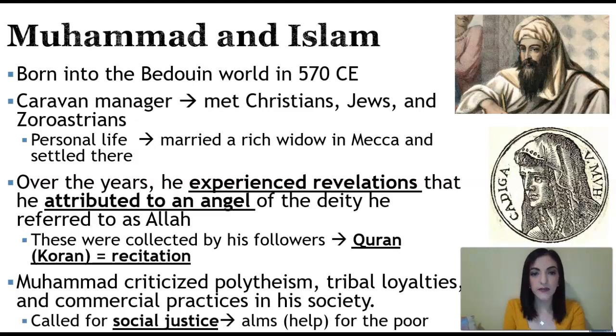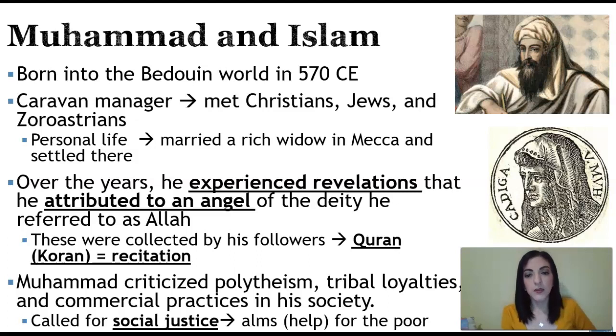During his time as a caravan manager, he met many Christians, Jews, and Zoroastrians. Zoroastrianism is another monotheistic religion tied to Persia. So they also, monotheistic meaning they believe in one God, similar to Christians, similar to Jews. In his personal life, he actually married a very rich widow. Her name was Khadijah. They lived in Mecca and they settled there.